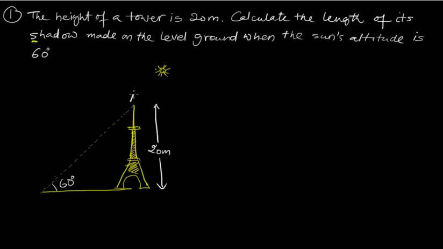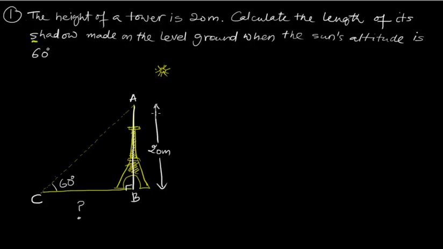So let's say the top is A and we draw a perpendicular line. This is B and this is C. So we have to find out the length of the shadow, that is BC. So this is the question mark.